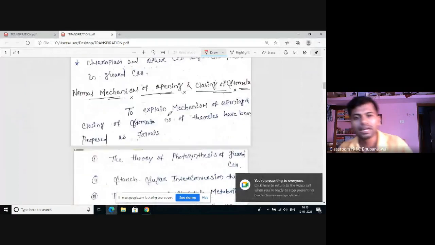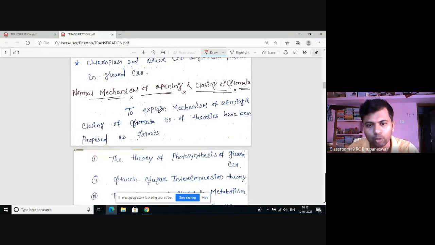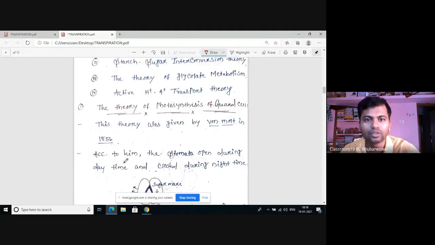To explain the mechanism of transpiration, a number of theories have been put forward. You have to study these theories as follows: the theory of photosynthesis of guard cell, the starch sugar interconversion theory, the theory of glycolate metabolism, and the active H plus K plus transport theory. First we discuss the theory of photosynthesis of guard cell.